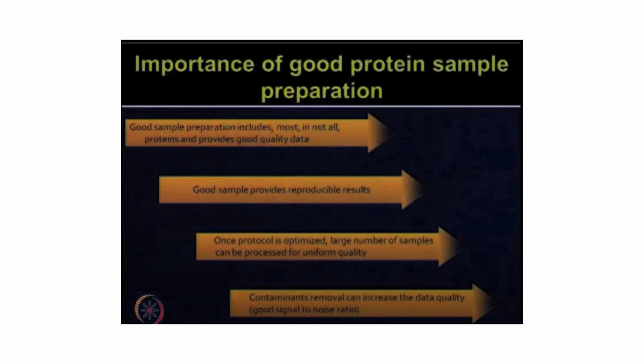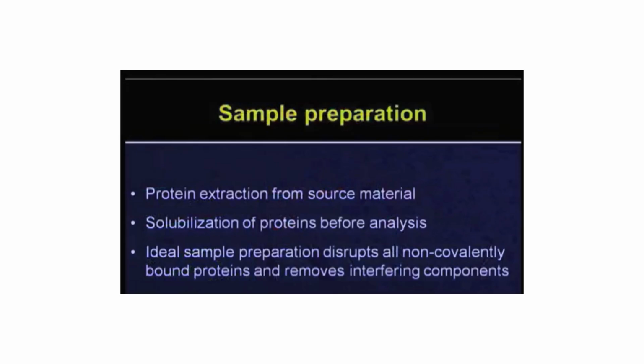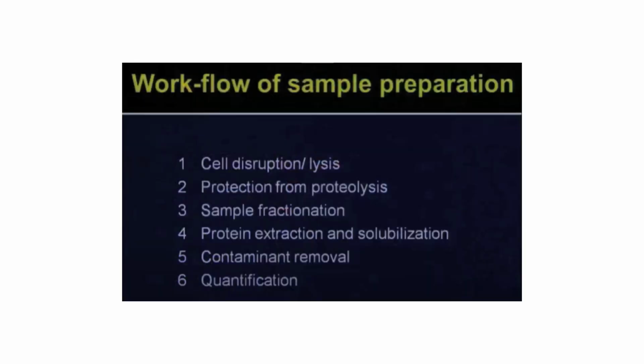So good sample preparation means all the proteins should come out, and reproducibility should be possible. Make sure that the source from which you are collecting the protein is available and you can reproduce the results. Initially you need to optimize the protocol with a smaller number of samples. Once it is working, then you can go ahead with a large number of samples. So: protein extraction from source material, solubilization, and making sure that all those interfering components are removed. So this is the workflow.